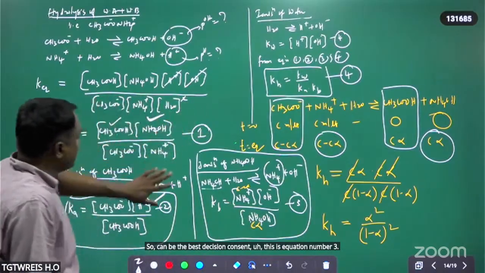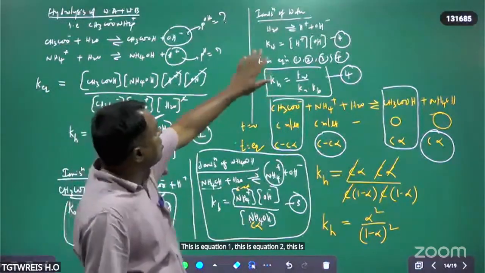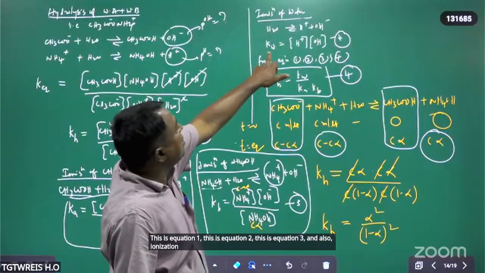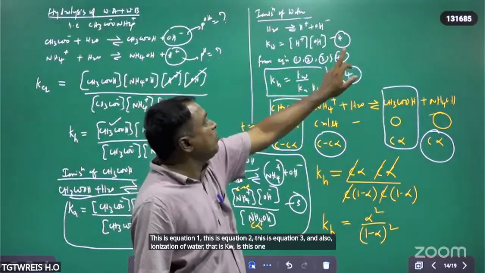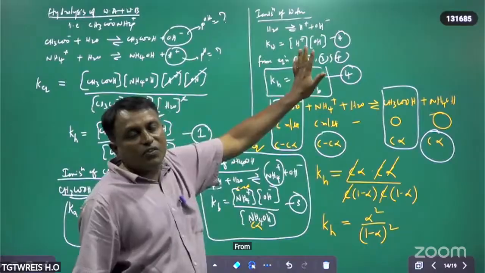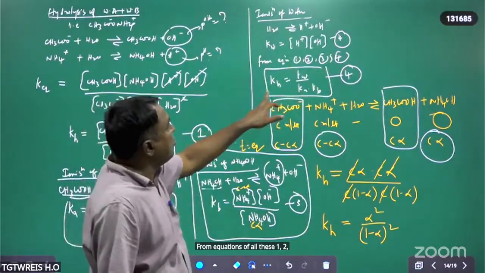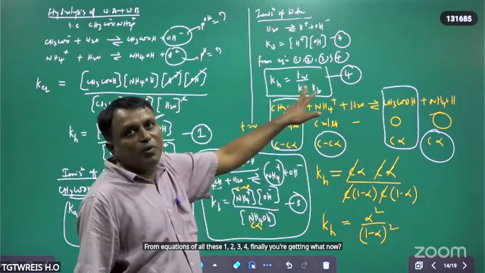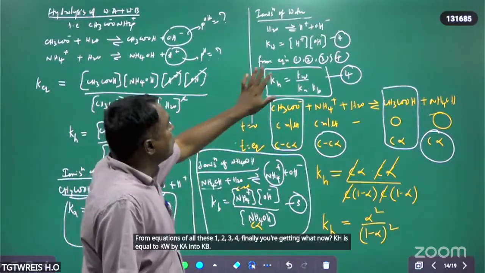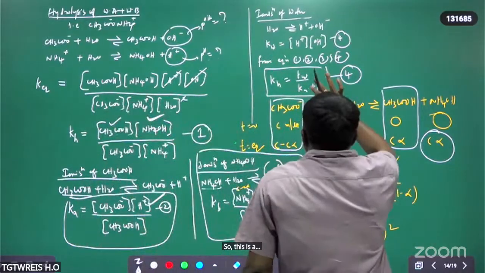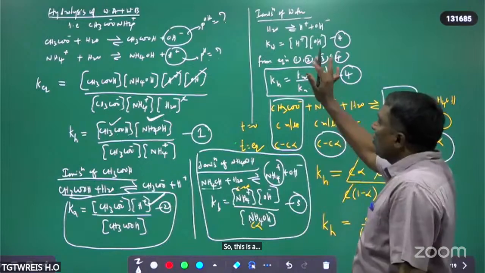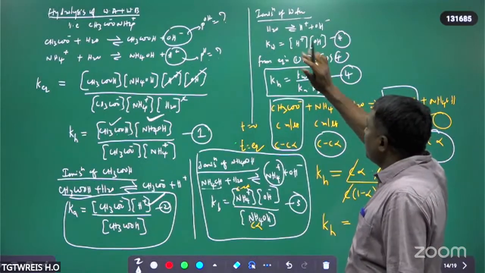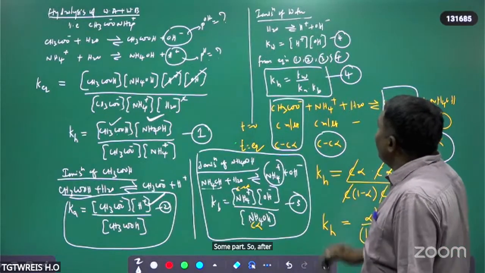This is equation 1, this is equation 2, this is equation 3, and also the ionization of water, that is Kw, is this one. This is equation number 4. From equations 1, 2, 3, 4, finally what do you get? Kh is equal to Kw by Ka into Kb. So this is some part. After this, it is very important now.